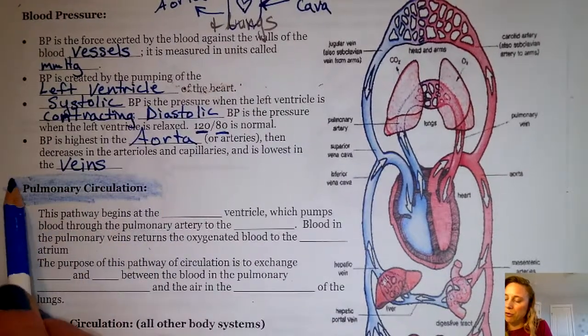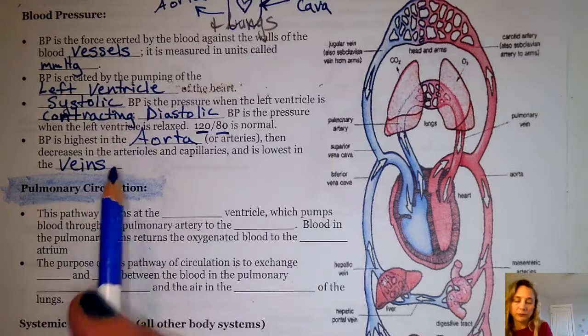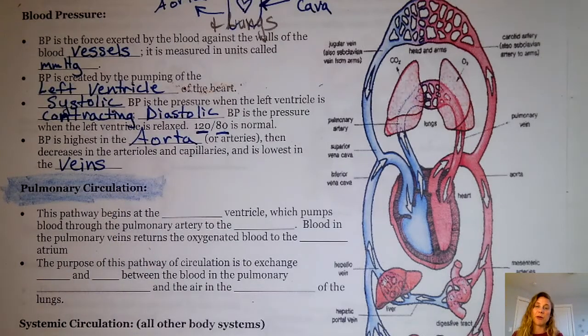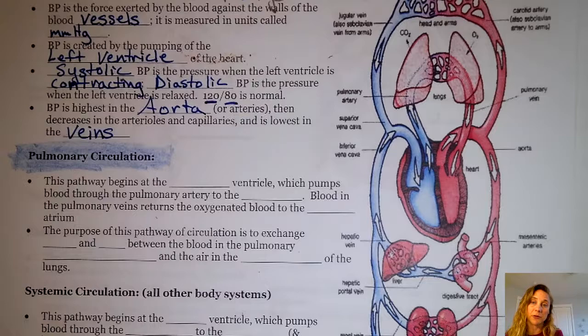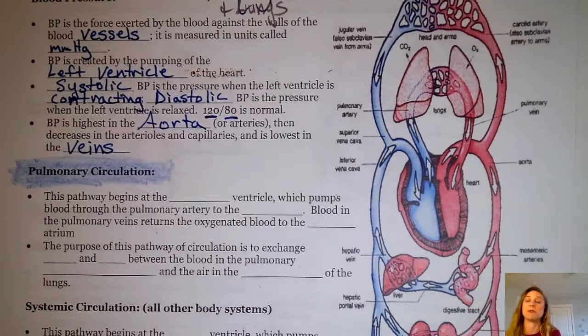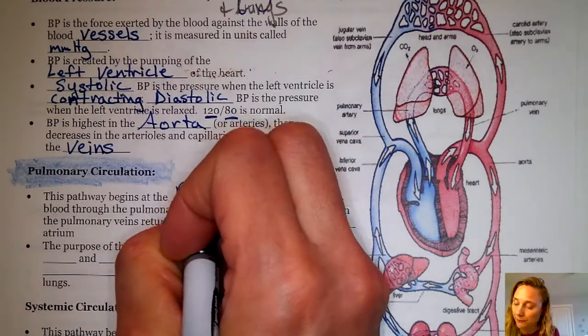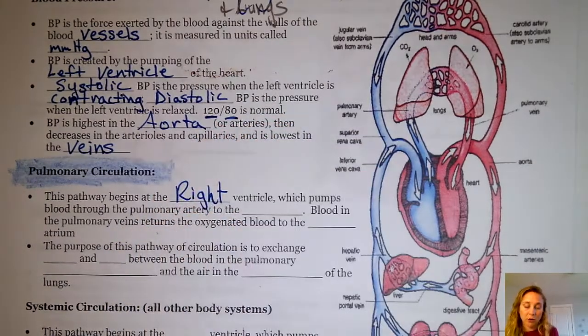So we have pulmonary circulation, and that's the pathway between the heart and the lungs. Okay, pulmonary, you've heard, means lungs. Of course, we're talking about circulation, so it's got to involve the heart. But the pathway of the pulmonary circulation begins at the right ventricle, which pumps blood through the pulmonary arteries.